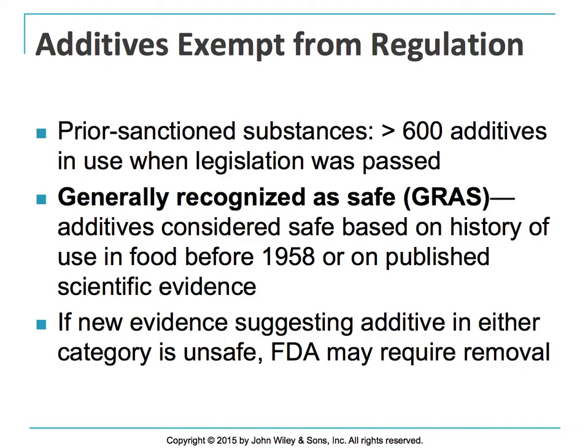Some additives are exempt from regulations. There are what are known as prior sanctioned substances. There are over 600 additives that were in use when the legislation was passed. These are also known as GRAS, or generally recognized as safe. These are additives considered safe based on the history of use in food prior to 1958 or on published scientific evidence. If there is new evidence suggesting additives in either category are unsafe, the FDA may require removal.